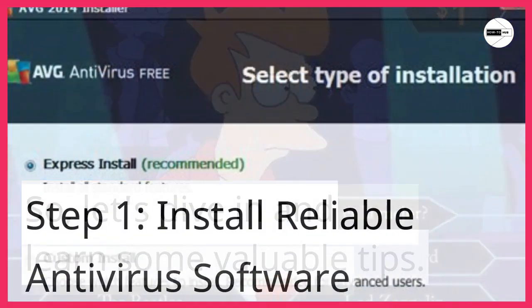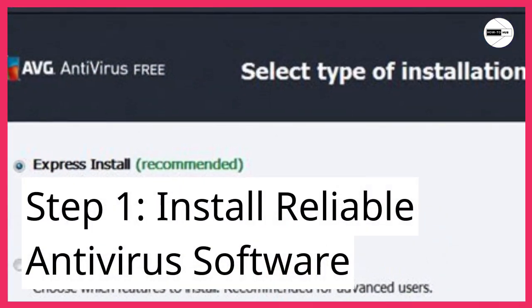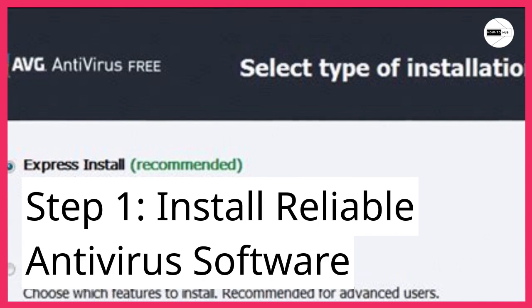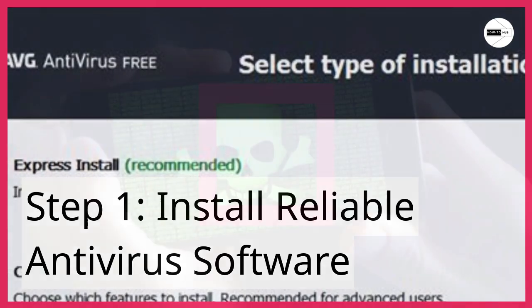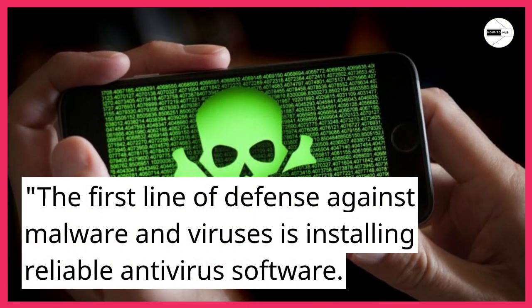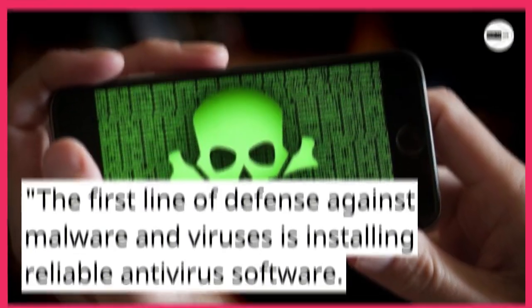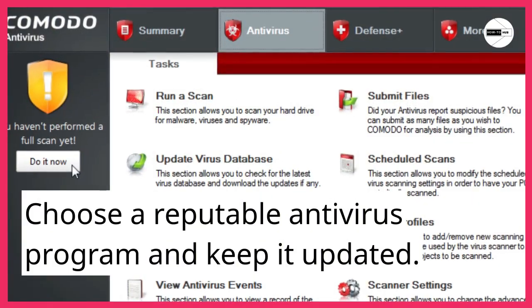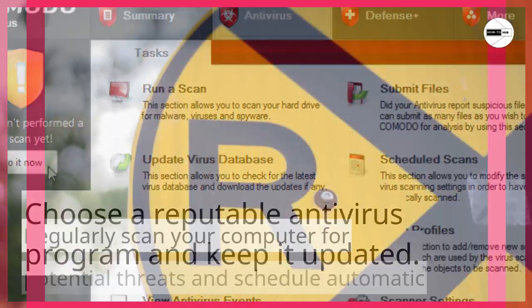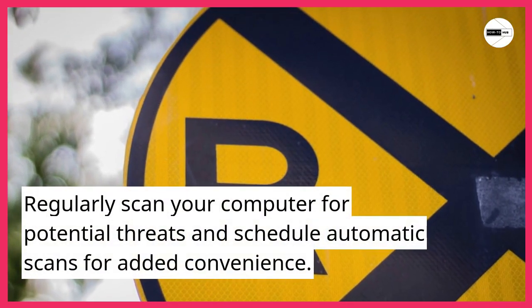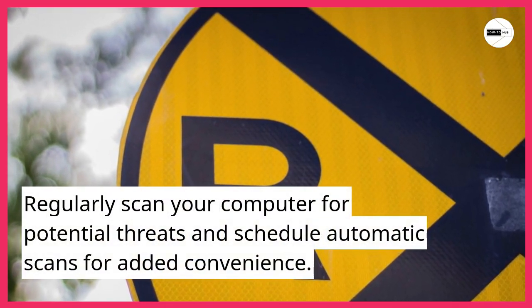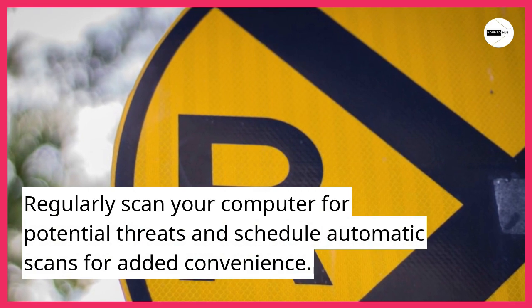Step 1. Install reliable antivirus software. The first line of defense against malware and viruses is installing reliable antivirus software. Choose a reputable antivirus program and keep it updated. Regularly scan your computer for potential threats and schedule automatic scans for added convenience.